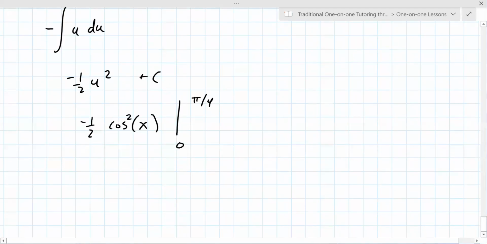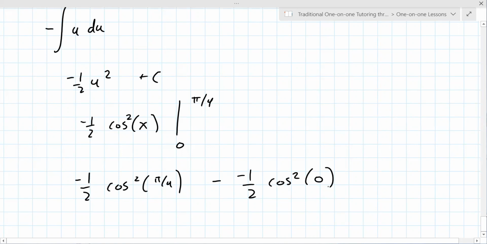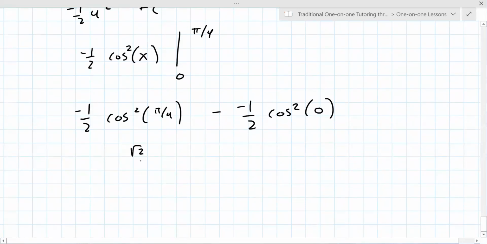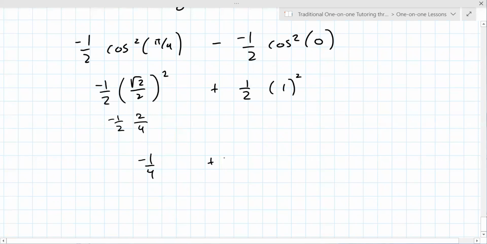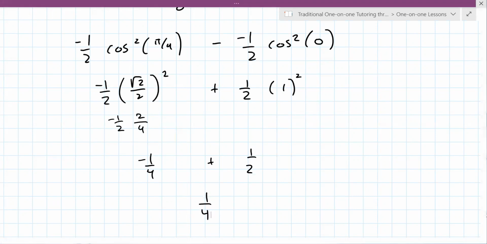Okay. So, well, let's make sure. So this is cosine squared pi over 4 minus a minus 1/2 cosine squared of 0. So on the left here, it's the square root of 2 over 2 squared times negative 1/2, plus 1/2 cosine squared, which is 1 squared if you want. So this becomes 1. This becomes 2 over 4 times negative 1/2. So it becomes negative 1/4 plus 1/2, which still equals 1/4. Oh, okay. So remember I said it doesn't matter. That's why it doesn't matter, because you get the same answer.